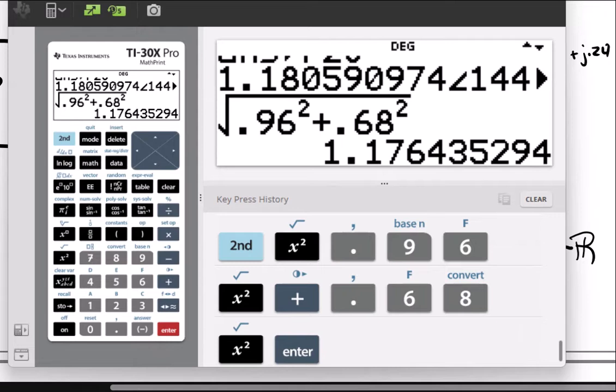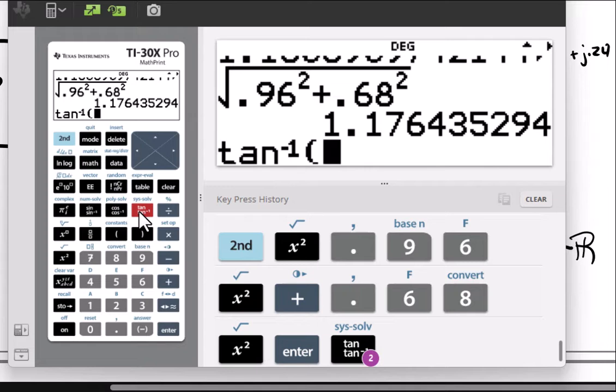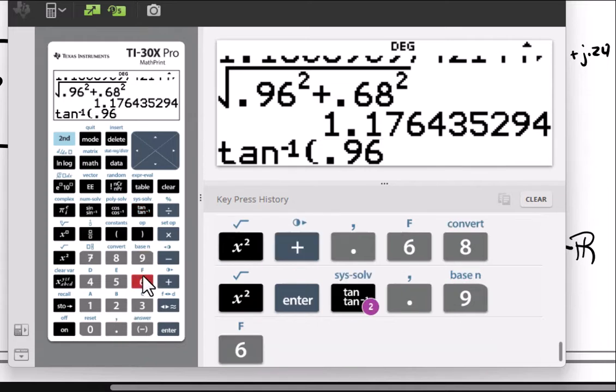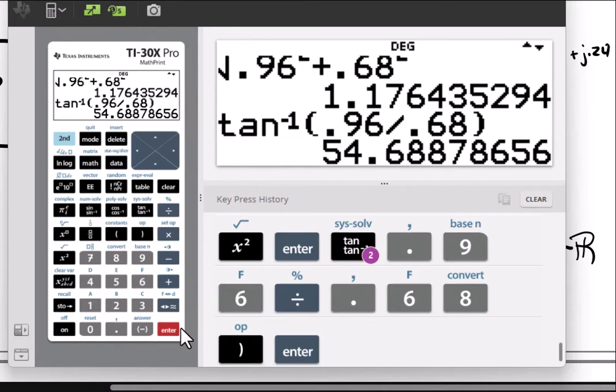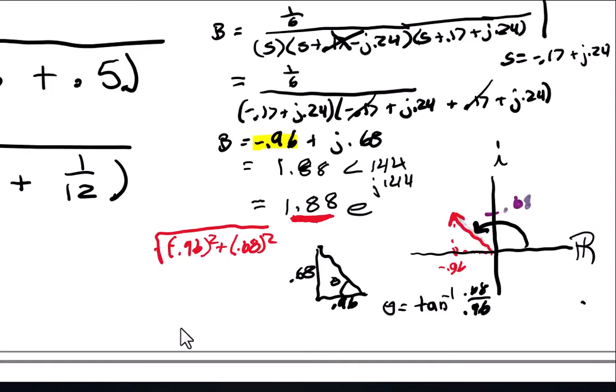Let's see, am I in degrees? Yes. So inverse tangent 0.96 divided by 0.68, and I get 54.69 degrees. So that tells me that this angle is 54.69 degrees.